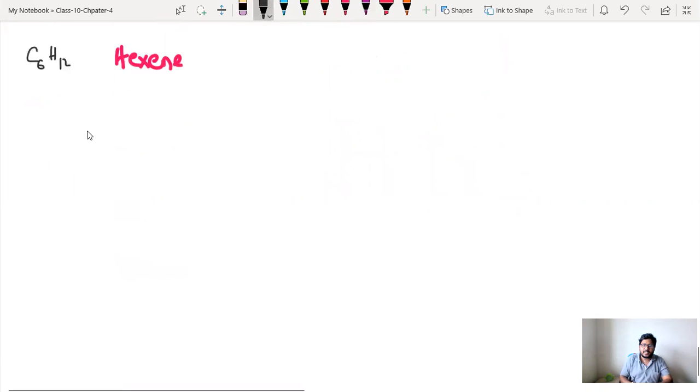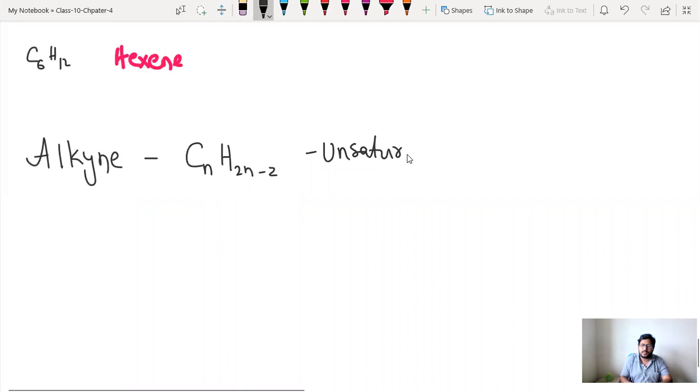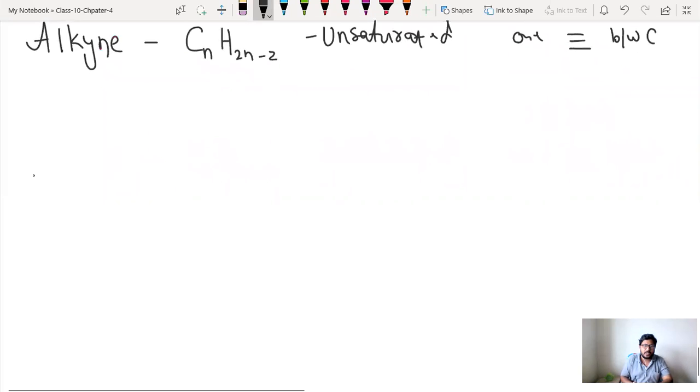Next category is alkyne. The alkyne formula is CnH2n minus 2. This is also unsaturated, and we should have at least one triple bond between carbons. I'll draw for 3, and you can draw for the remaining 2. 1 is not possible. For 2, C2H, 2 twos are 4, minus 2 is 2, so C2H2. C2H2 is nothing but meth, eth, yne: ethyne.